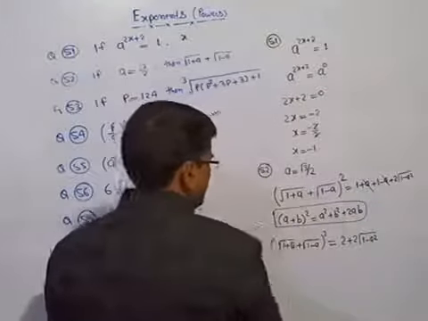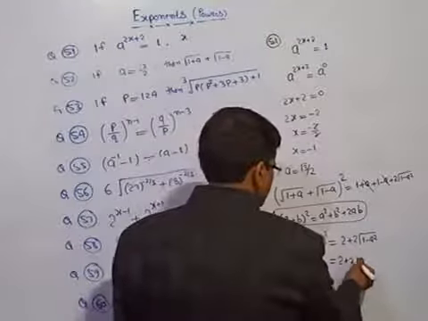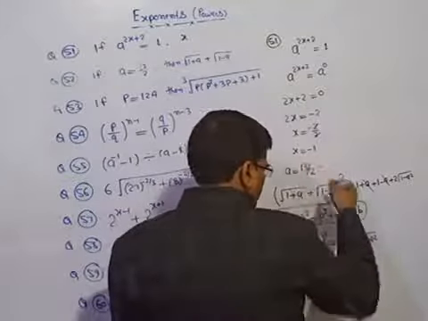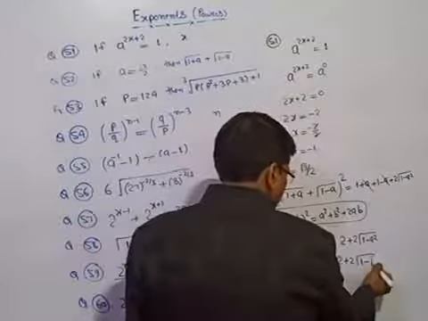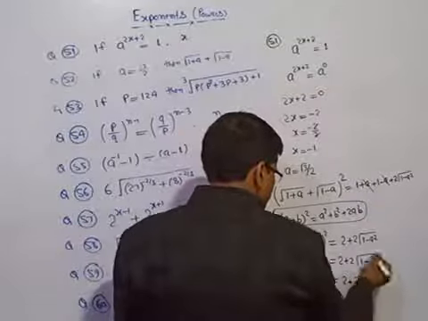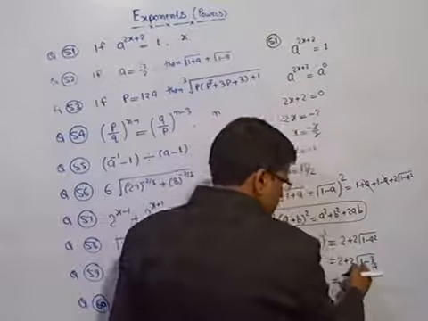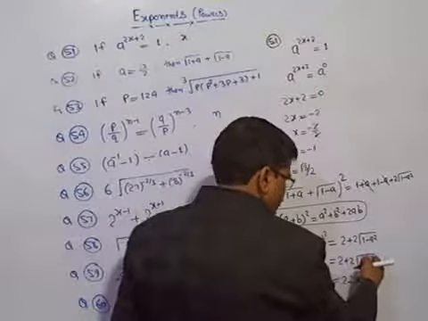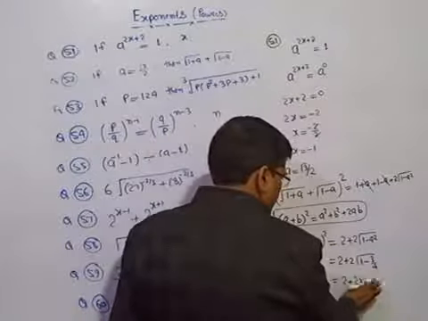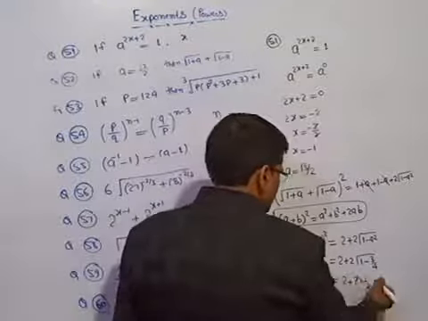Putting the value of a in this place, we can write 2 plus 2 root 1 minus (root 3 by 2) square, which means 3 by 4. 2 plus 2 root of 4 minus 3 upon 4, that is 1 upon 4, which means 1 by 2. 2 and 2 cancel out, equal 3.